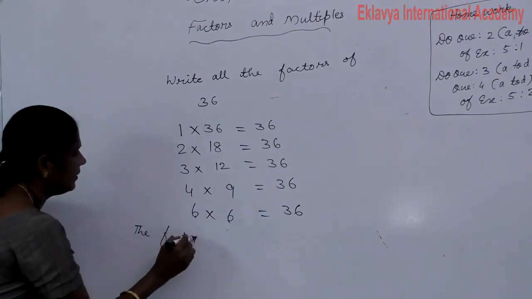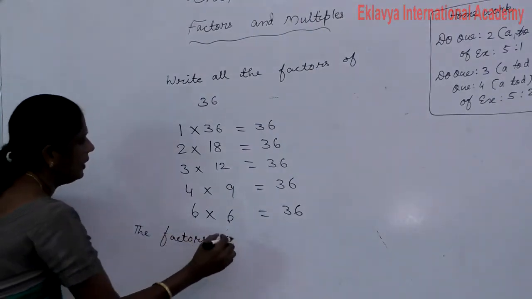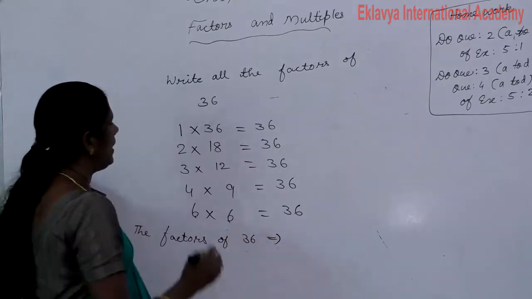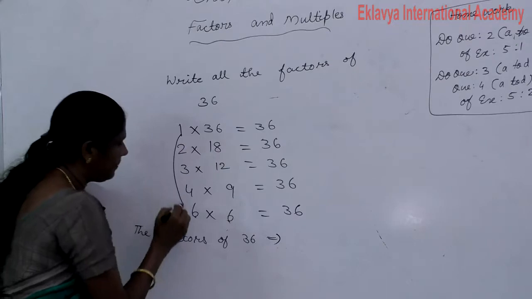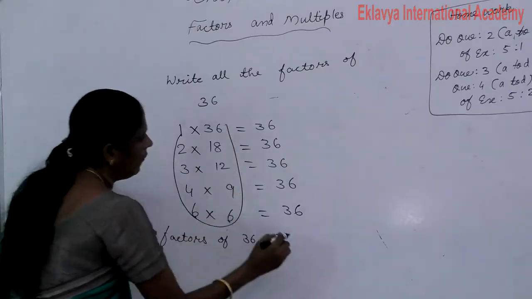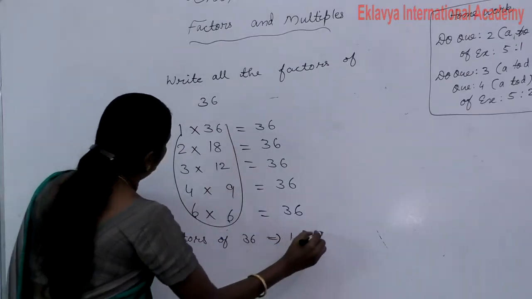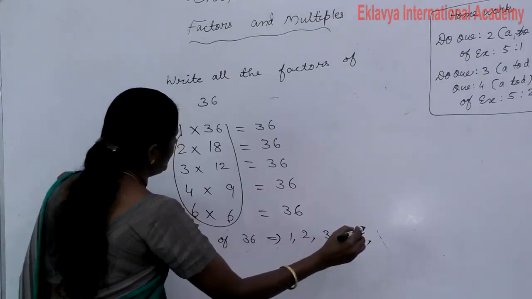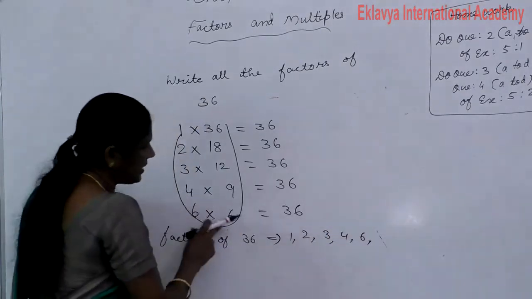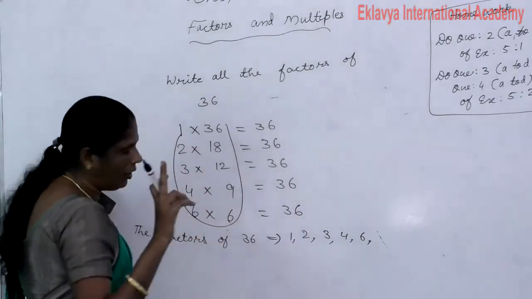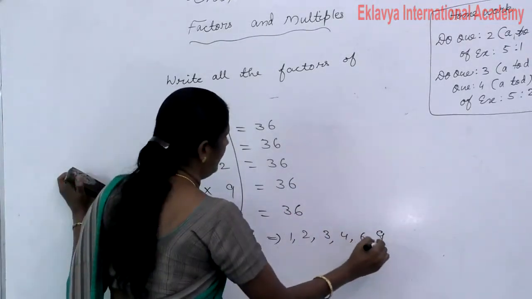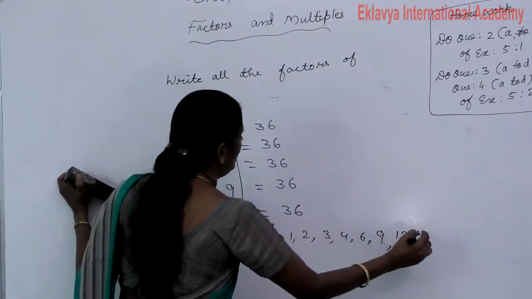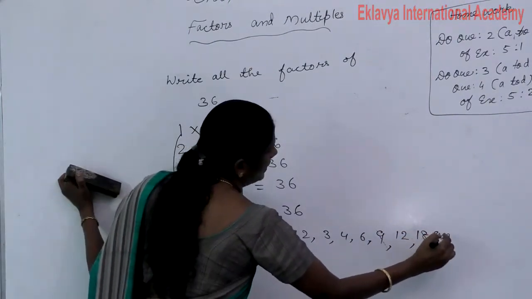The factors of 36 are, what are they? You take this U shape. 1, 2, 3, 4, 6. Then here 6 is repeated, so you take it only one time. 9, 12, 18 and 36.